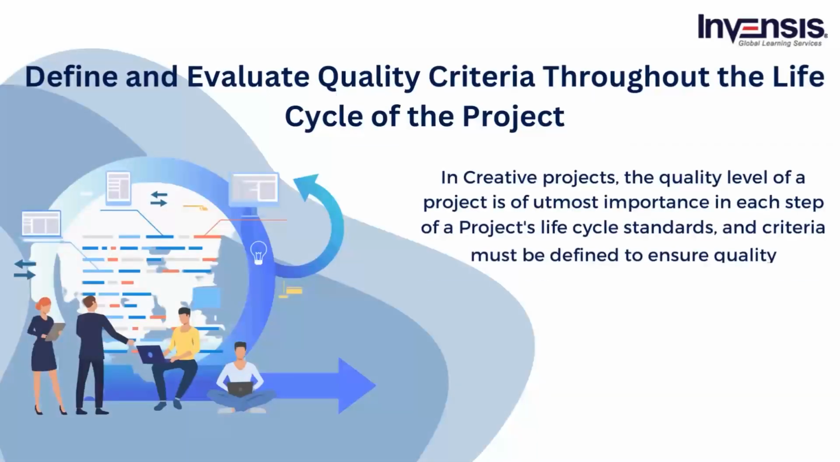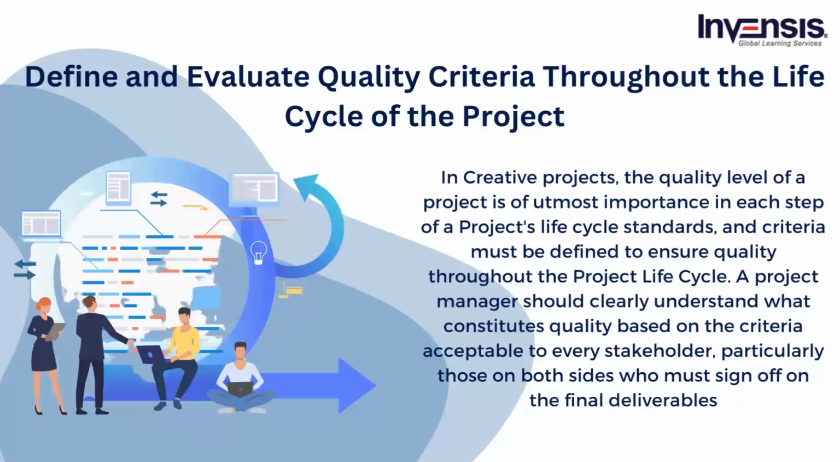In creative projects, the quality level of a project is of utmost importance in each step of a project's life cycle. Standards and criteria must be defined to ensure quality throughout the project life cycle. A project manager should clearly understand what constitutes quality based on the criteria acceptable to every stakeholder, particularly those on both sides who must sign off on the final deliverables.